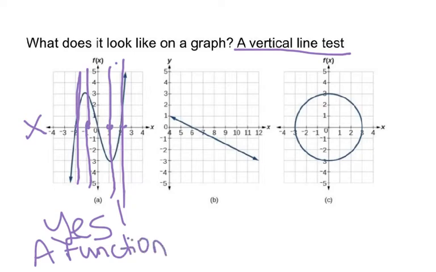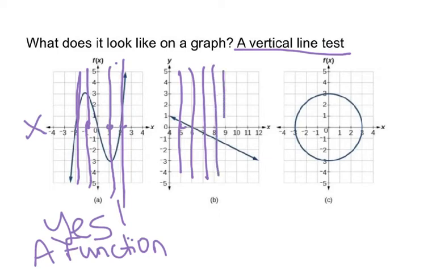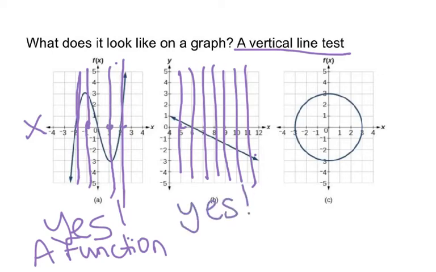Let's look at this one. So at 5 here, draw a line down through there. It crossed that line one time. It crossed it once at 6. It only crosses it once. As I go down through here and draw lines through the x-axis, that's why it's called the vertical line test, each x value only has one unique value on the graph. So yes, this is a function.